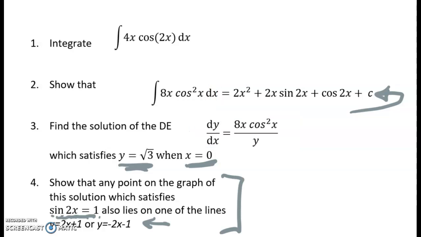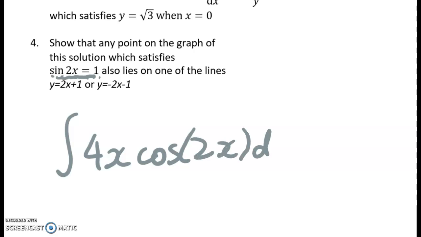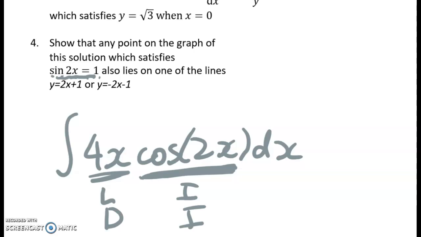Right, so let's start by looking at how we integrate 4x cos of 2x. So this is a very easy integration by parts question. We need to choose one bit to integrate both times, and that's going to be the trig bit, and then this bit we're either going to leave or differentiate.